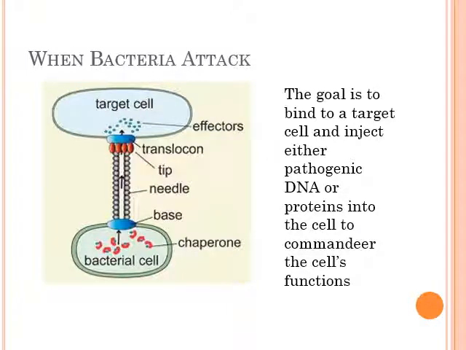A common bacterial attack mechanism, because bacteria tend to invade other cells, is they're going to trick a cell into taking it in. They're going to trick a cell into absorbing the bacteria. They do that by inserting DNA into the other cell or getting it to absorb it. And then that lets them take over that other cell.